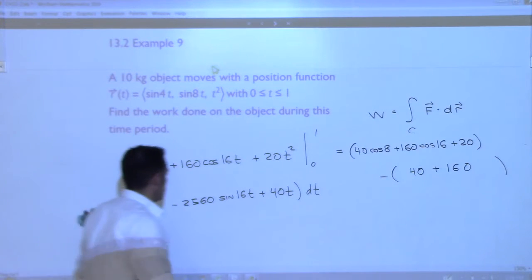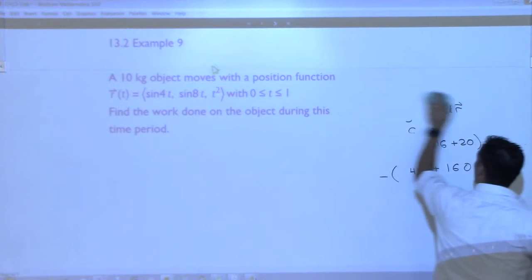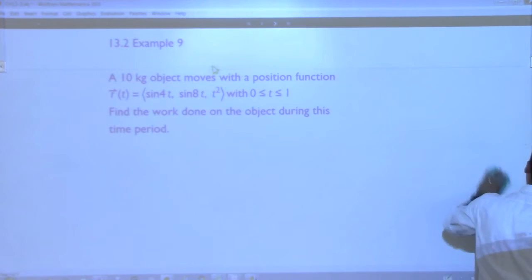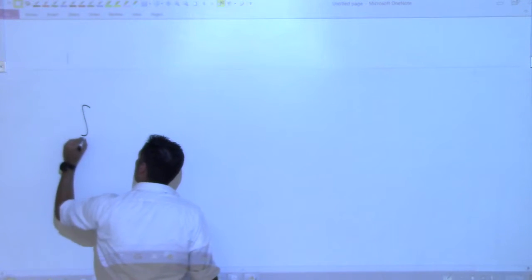We are done with this section, and we're ready to move on to the next section, 13.3. And I'm going to just start us out with 13.3 by making you think about something. Do you agree with this?